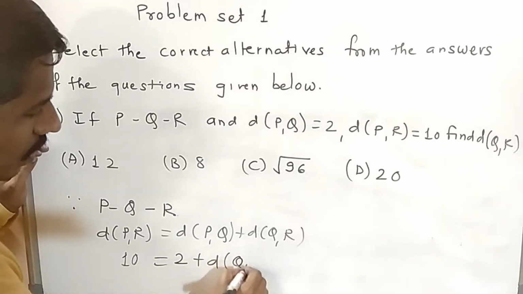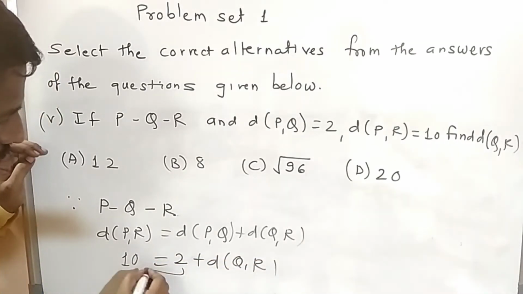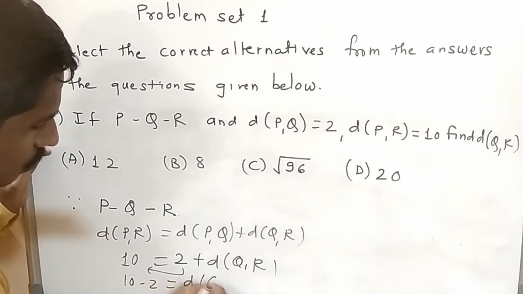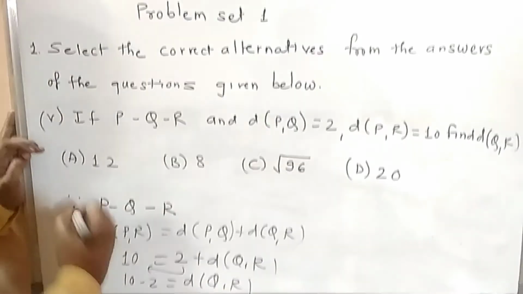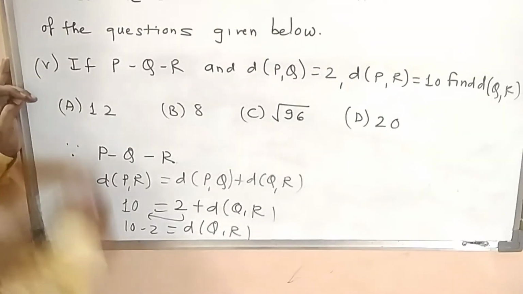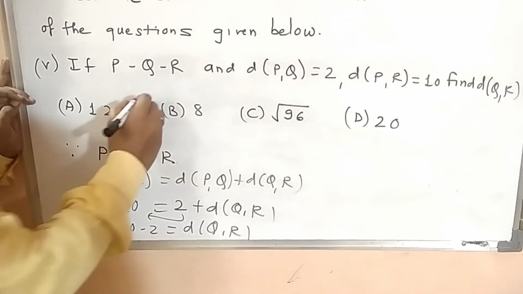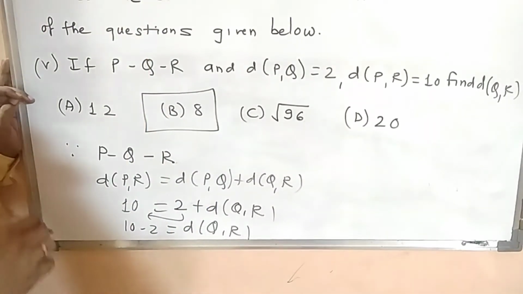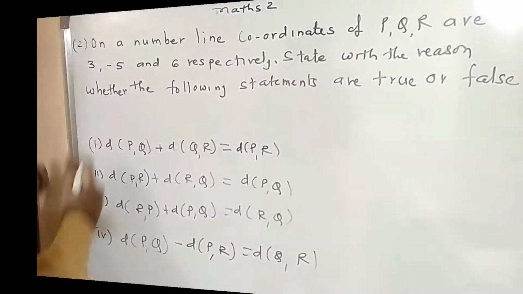Distance QR I have to find out. So this will become minus. So 10 minus 2 is equal to distance QR. So what will be distance QR? Distance QR is 8 units. Therefore, the answer is option B, 8 units.